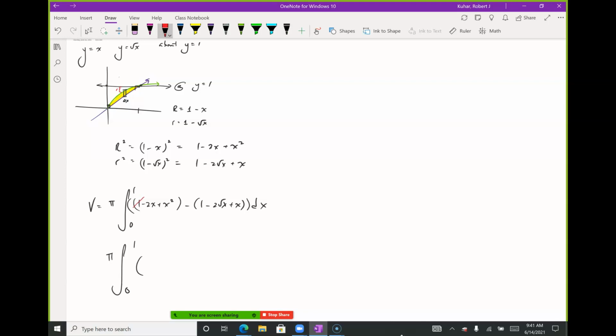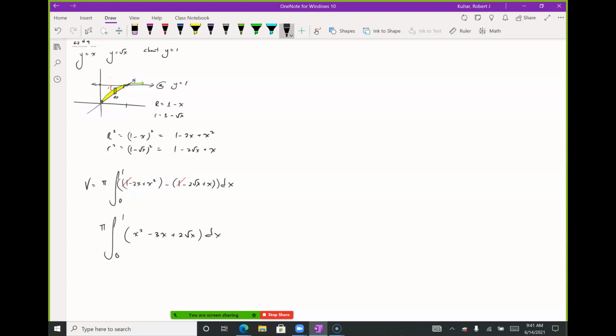So I see the ones will go away. I'll get x squared minus 3x plus 2 rad x dx. And so you don't need to be copying me here. You should just be doing this integral, right?